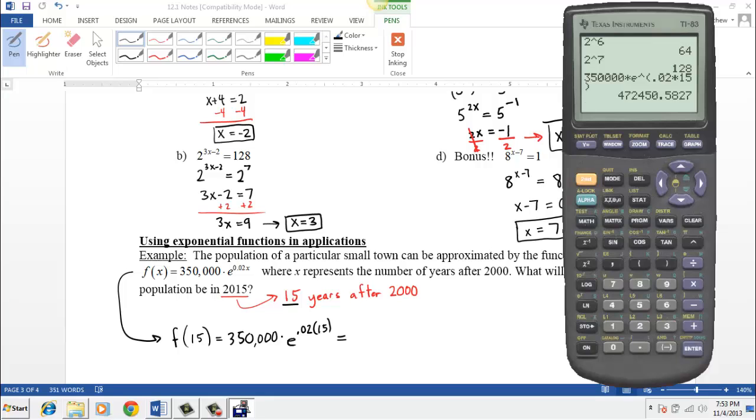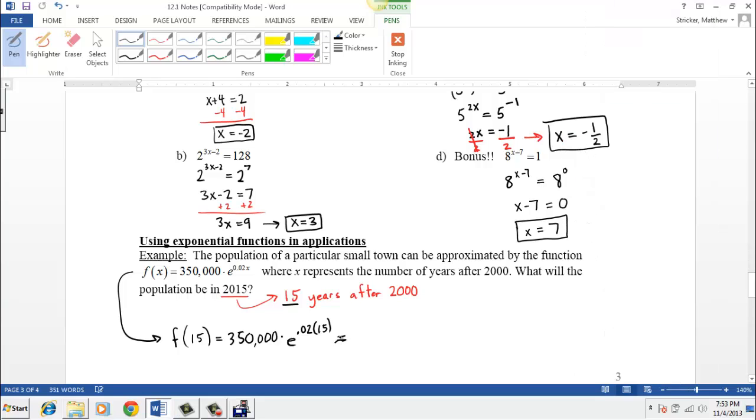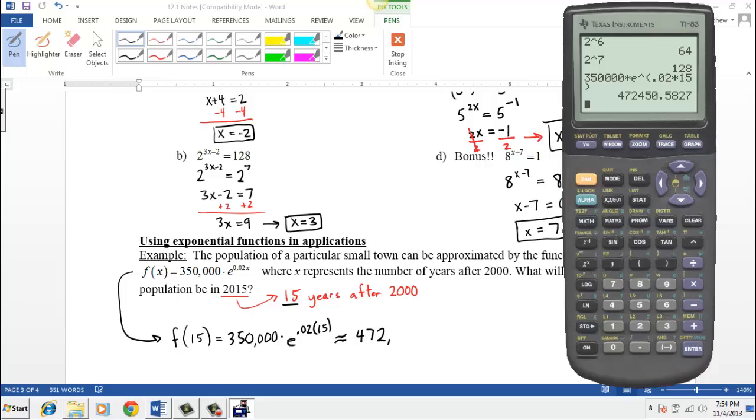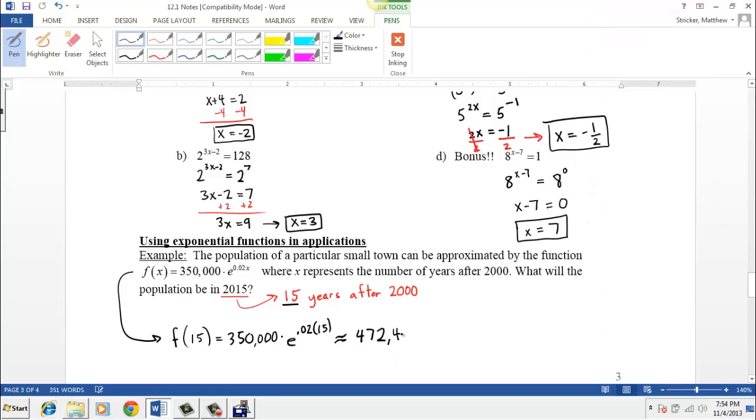Now, anytime we're talking about a population, we're not going to want to give decimal answers. So we could round this to 472,451. This is about equal to 472,451 people in the year 2015.